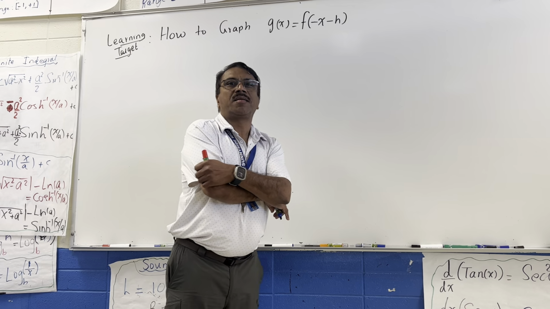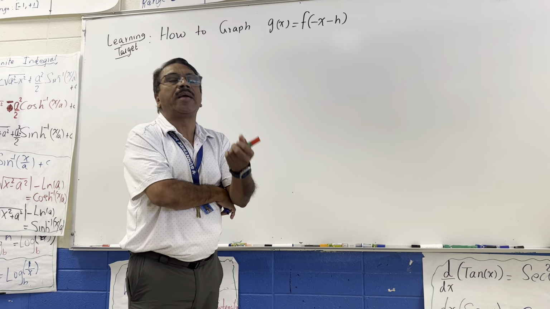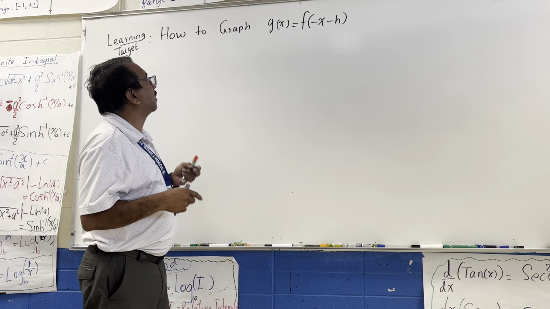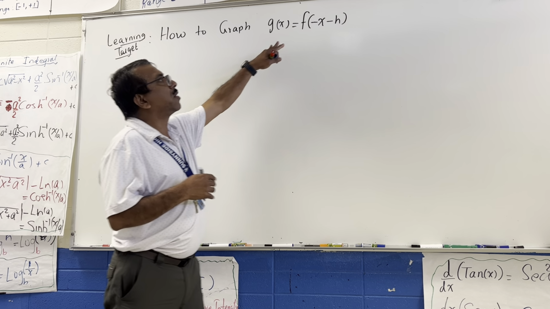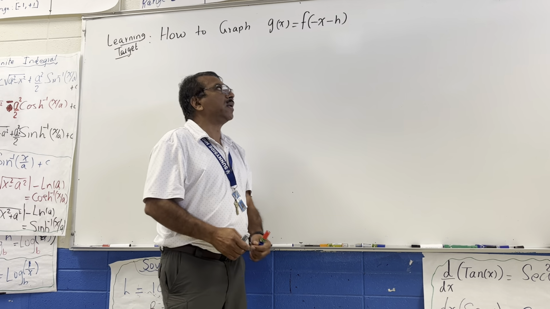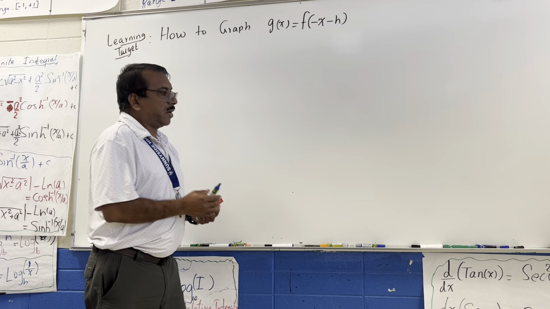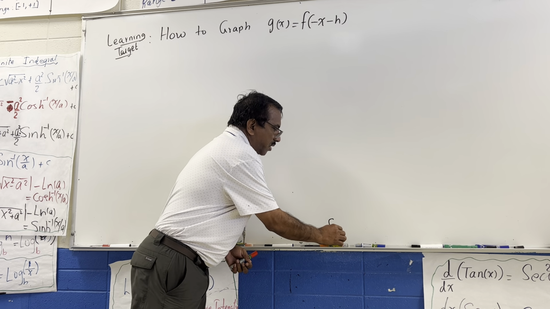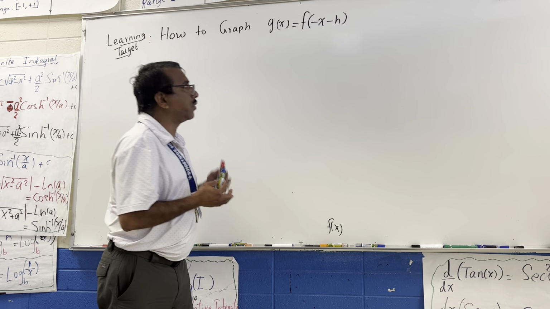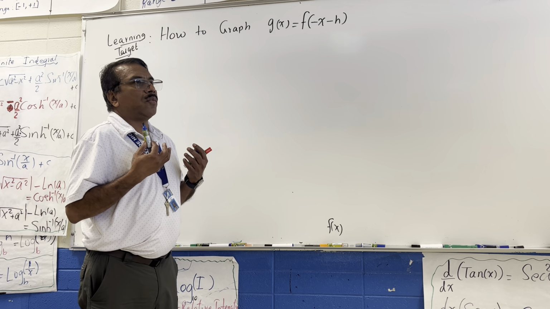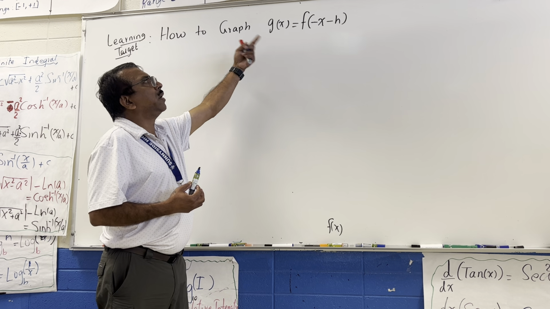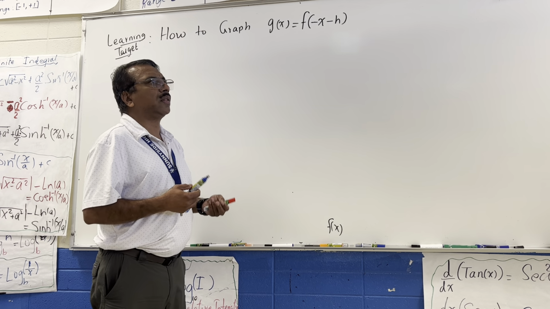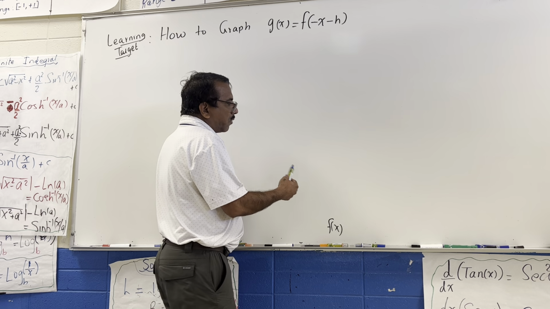Okay, hello students. In this video, I want to clarify how to graph the function g(x) equals f of minus x minus h. So, if f(x) is the original function, how do we do that? What are the functions g(x) you can think of?